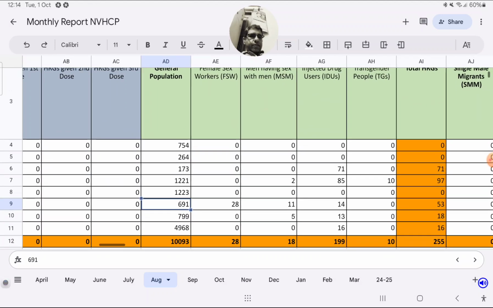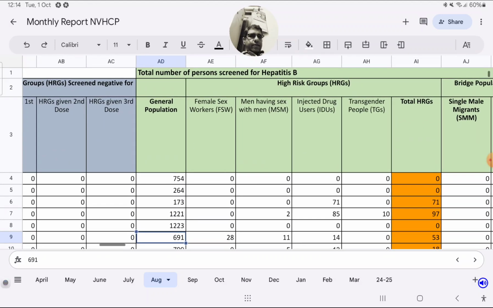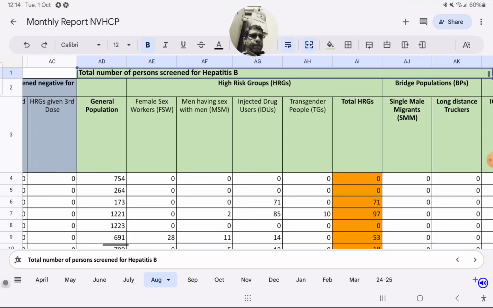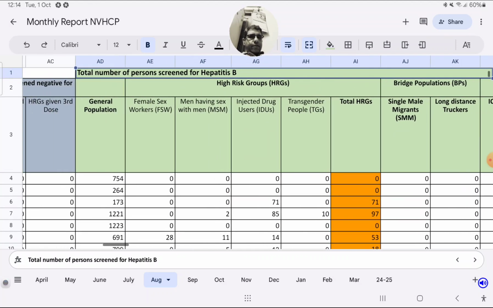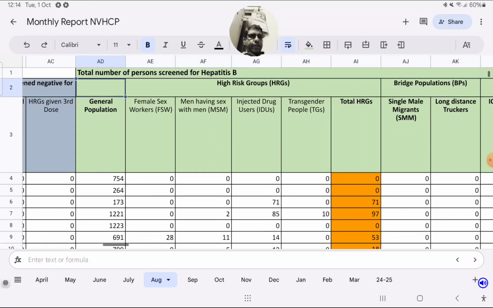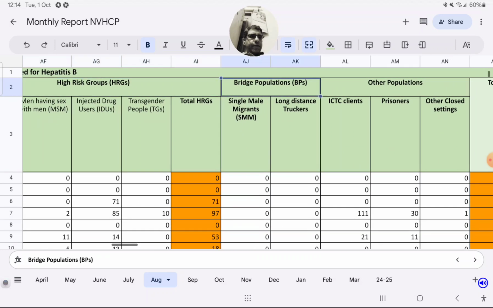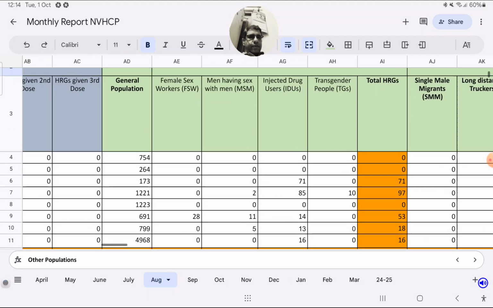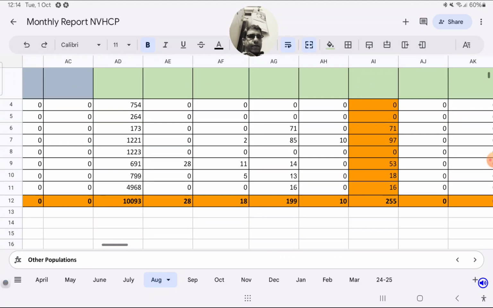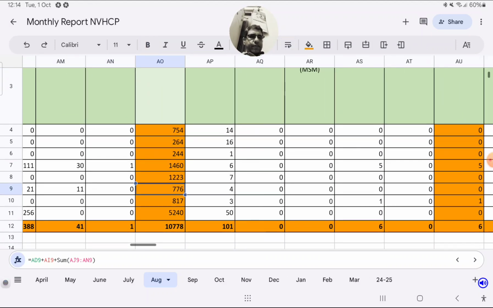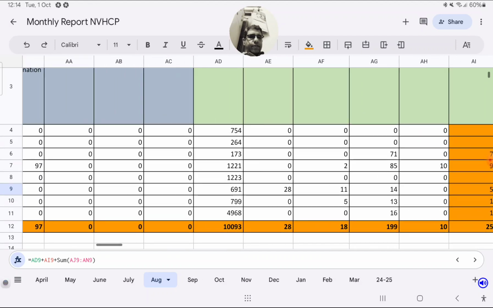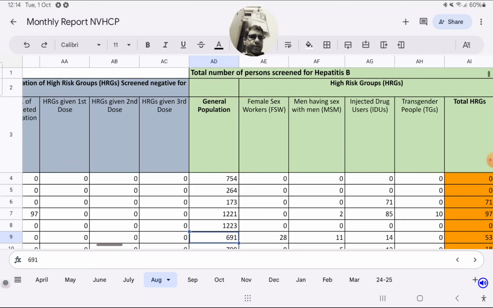So the stratification is like that. Total number of persons screened for hepatitis B. There are 4 broad categories: general population, high risk group, bridge population, other population. Out of that 776, general population screened 691. Okay.